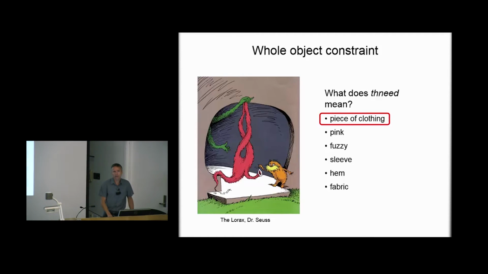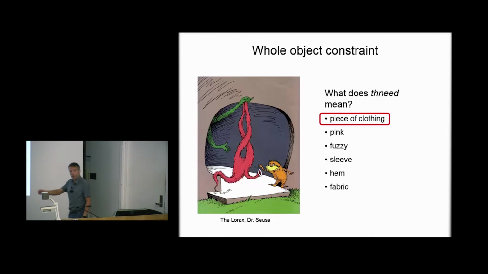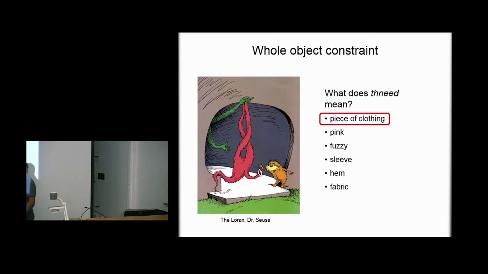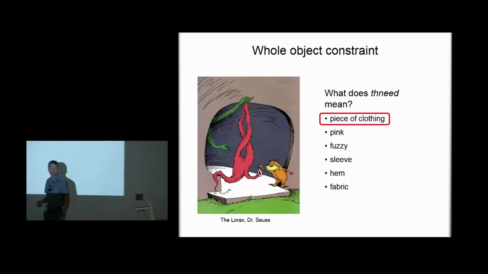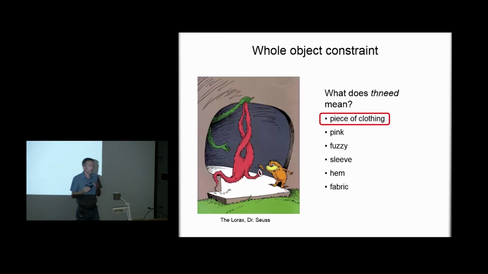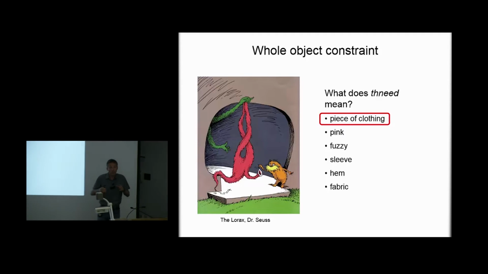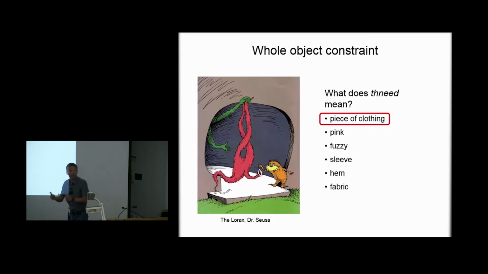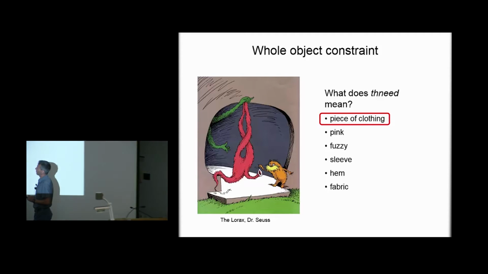And this can explain why kids tend to learn nouns before verbs or adjectives. So clearly this whole object constraint will speed up your learning of nouns, but it will slow down your learning of verbs and adjectives.